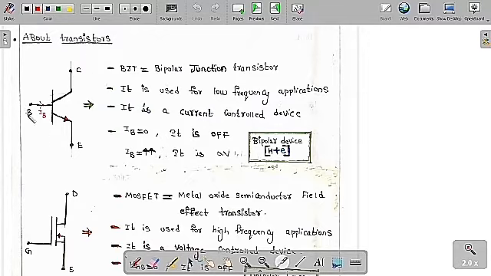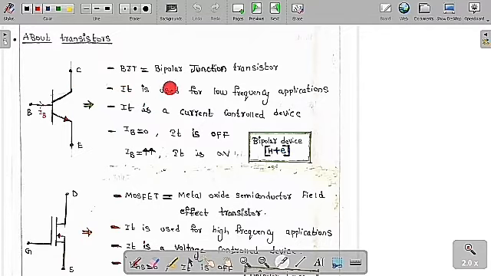So now we'll discuss some important points regarding the transistors. The first one is the BJT. This is the symbol of a BJT. This is the base, collector and emitter. This is the incoming base current, this is the collector current and this is the emitter current. By using KCL, the emitter current is the summation of the base current and the collector current.